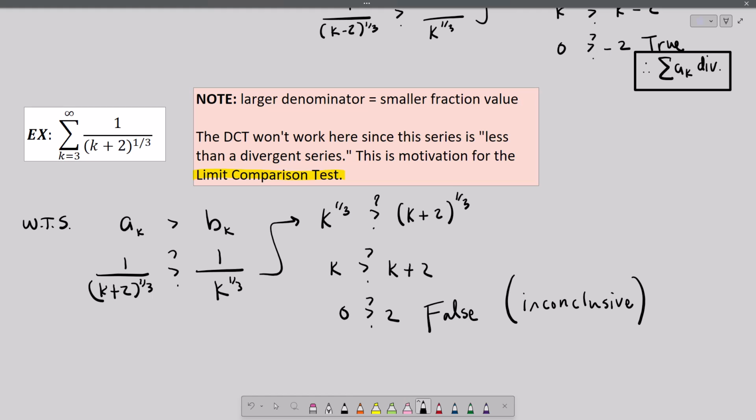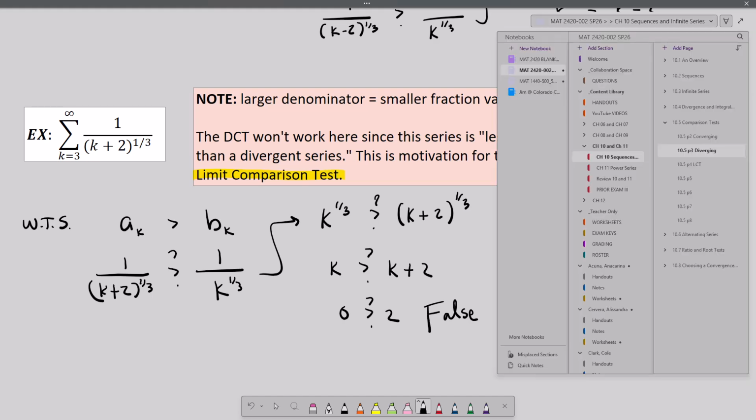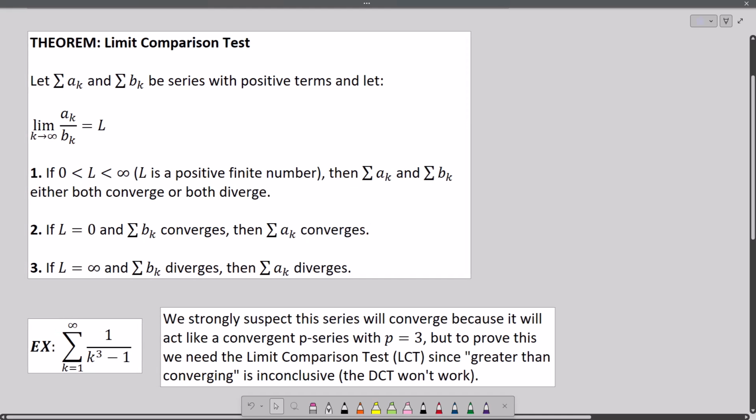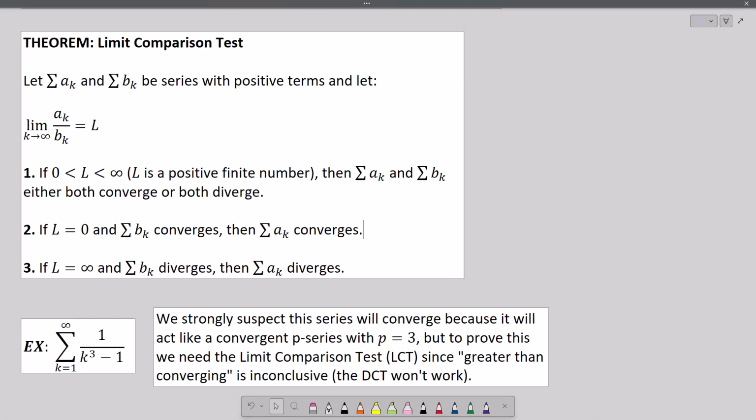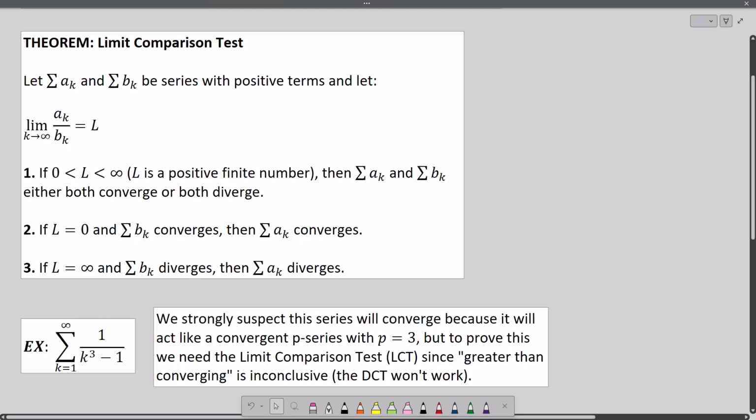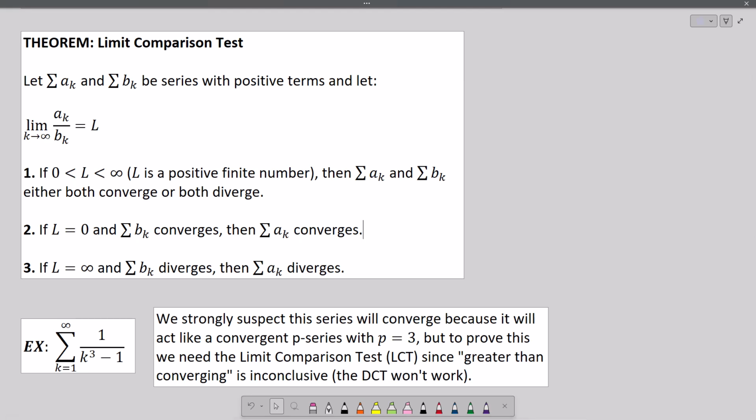All right, any questions on the basic concepts of comparing two series? Two principles. Smaller than converging converges, greater than diverging diverges. So here is what happens when we have a comparison that is inconclusive. So the inequality is not what we want it to be. We've got to do a little more digging. We're going to do this.